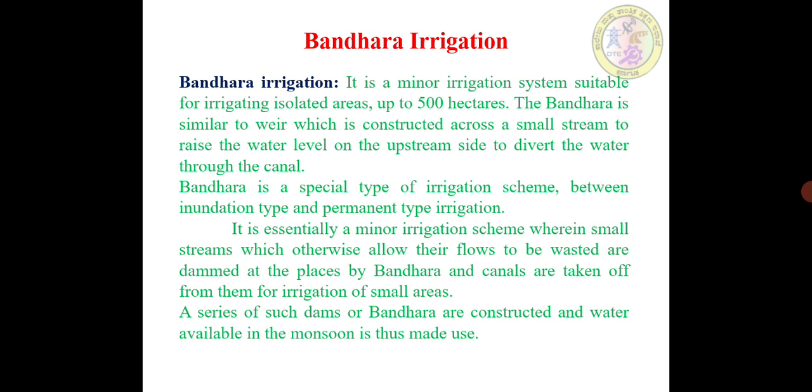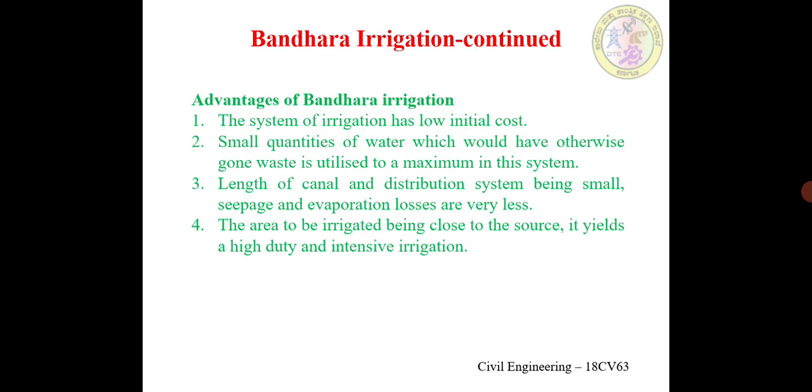Some of the advantages of this bandara irrigation are: the system of irrigation has low initial cost, small quantities of water which would have otherwise gone waste is utilized to a maximum extent, length of canal and distribution system being small, seepage and evaporation losses are also very less. The area to be irrigated being close to the source, it yields a high duty and intensive irrigation.